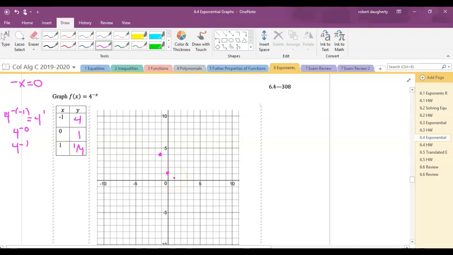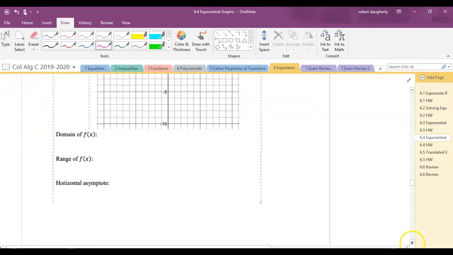Okay. Now this is exponential, but what's different about this guy? Yeah, instead of going up to the right, it's just doing what? It's going up to the left. So this graph looks like this. Okay. What is the horizontal asymptote? Y equals 0. Okay. So this one, y equals 0.